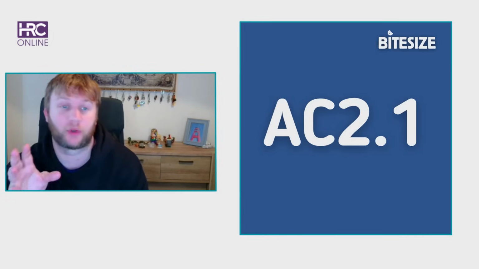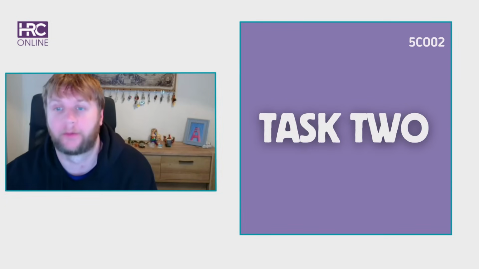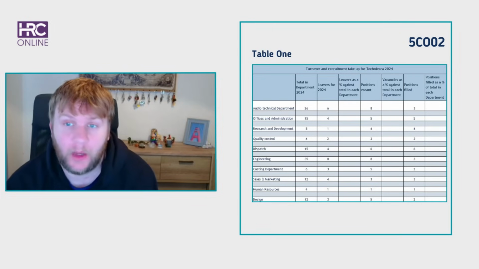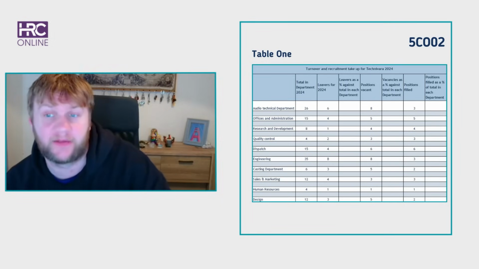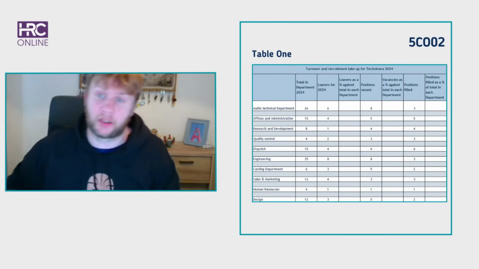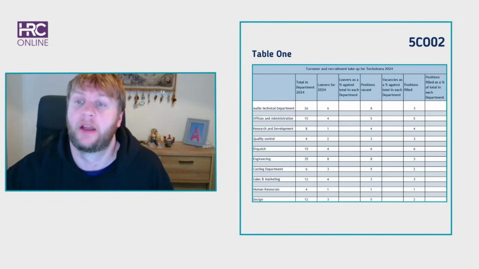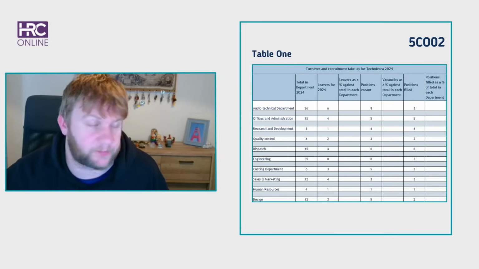In this video, we're moving on to task 2 of the 5C02 evidence-based practice module, AC2.1. Now, task 2. You've got table 1, where you've got the total in a department. You've got the leavers for 2024, and it wants you to calculate the percentage of leavers in the total department, the positions vacant, vacancies as a percentage in each department, positions filled as a percentage in the total department.